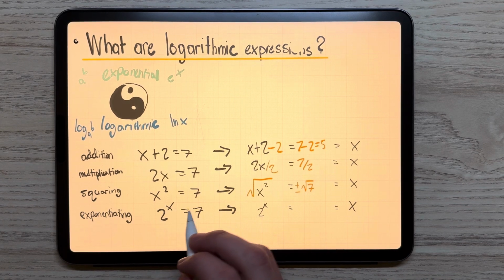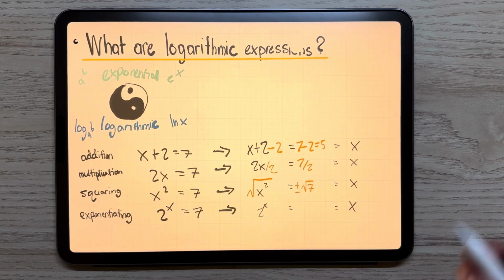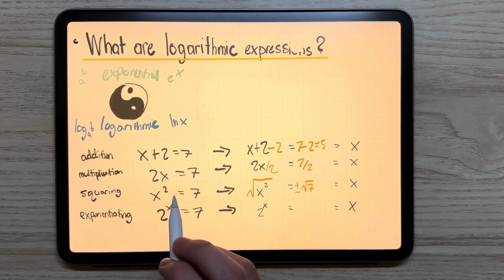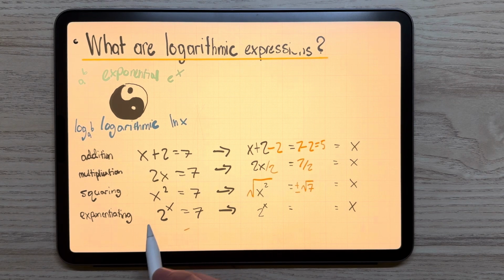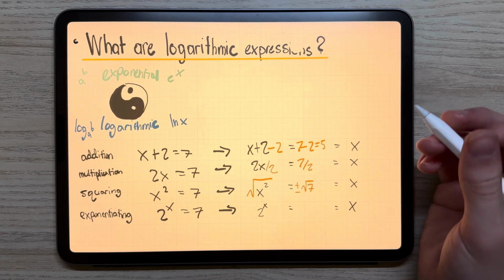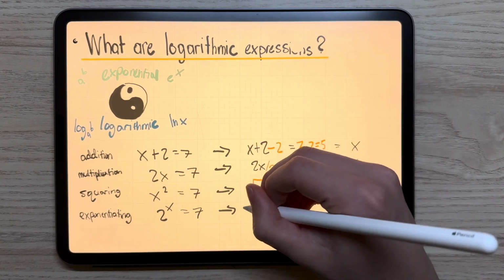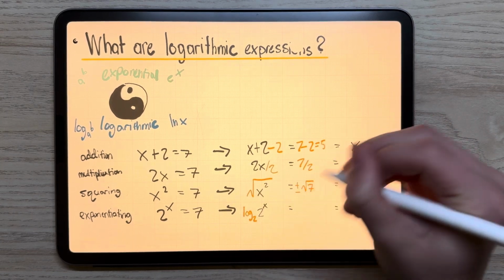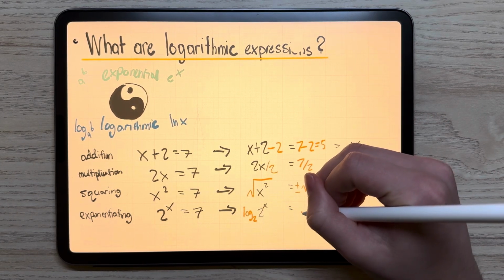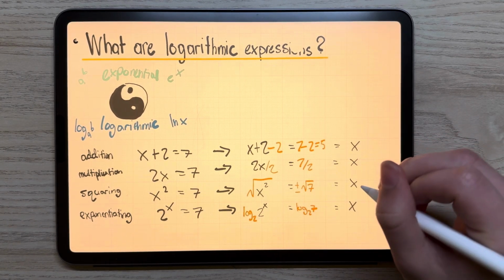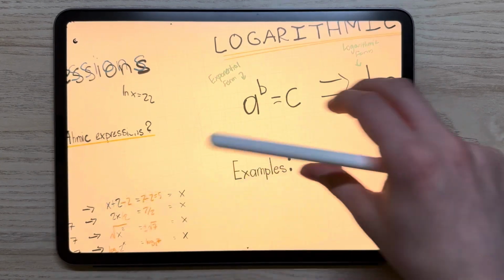And then 2 to the x is equal to 7. How do we do that? We can't use subtraction, division, or taking the root to solve this. So now we need a new function, a new operation, and it's a logarithm. So in this case, it would be x is equal to log base 2 of 7. And we're going to go more into that over here.